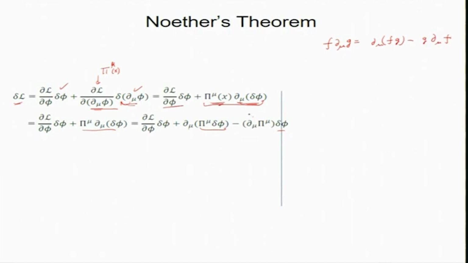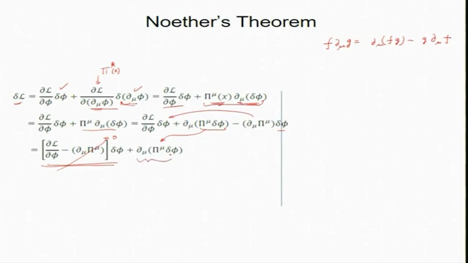Now, combine these two, delta phi is outside. So, delta phi is arbitrary. This term is coming here and this term is coming here. Now, Euler Lagrange equation is still valid. So, what happens to the first term is 0. Whatever delta phi you choose, it does not matter, the first term is 0 and this is the second term.